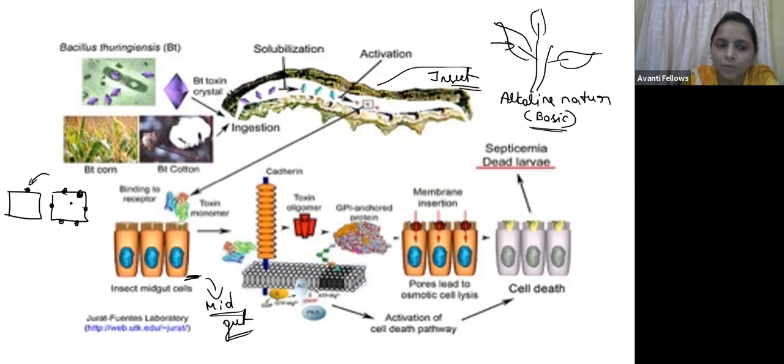What happened, guys, when pores were formed in this cell? All the things present in the cell will go out, and outer things will come inside, and it is going to cause osmolysis of that cell. After the osmolysis, the worm is not going to live, so it is going to die. So this is how the pathway takes place.